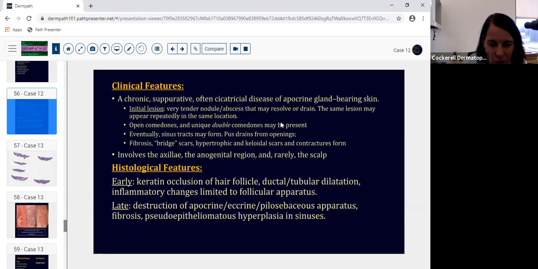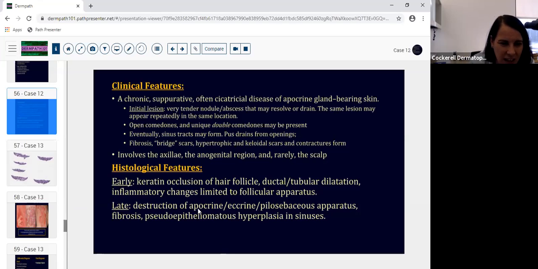I think we had some sinus tracts in the clinical photo. The pus drains from the openings. You see fibrosis, contractures, and keloids can occur. It often involves the axilla, the anogenital region, and rarely the scalp.